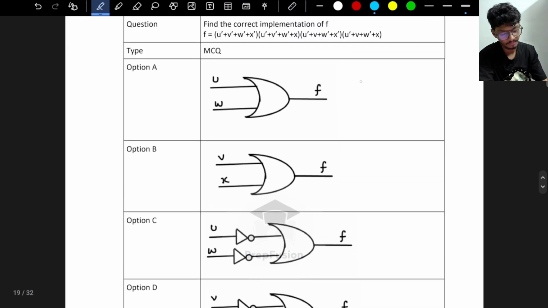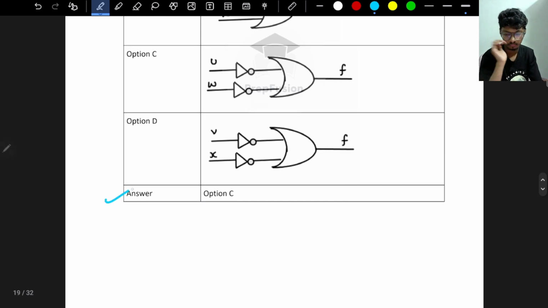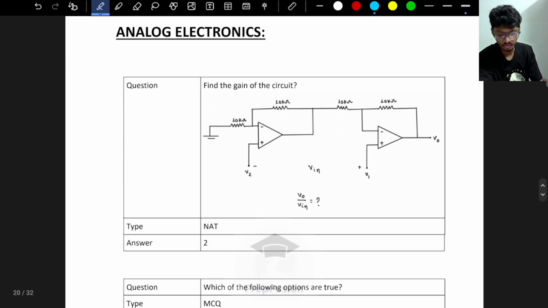In digital as well, this was a very simple question. You just have to use a K-map and this would have simplified. Just one thing for electrical guys: from the trend, questions from digital come really low. So I will recommend electrical people to not focus on digital too much. Now analog, this question came.